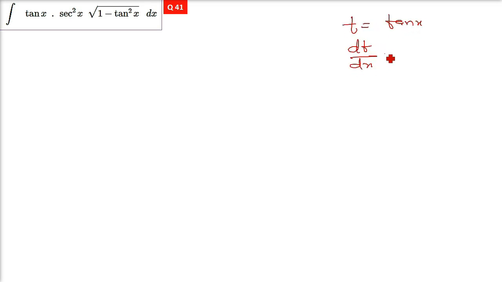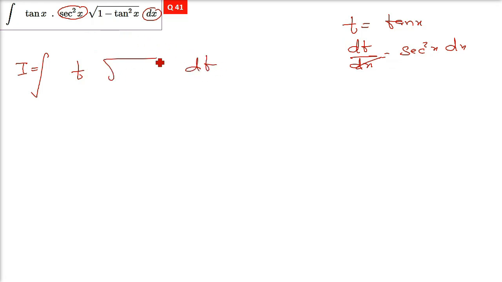dt by dx will be sec square x. This dx will go on the right hand side, so this sec square x dx we already got. tan x was t, so this integration will become t dt divided by root of 1 minus t square, since sec square x dx is already dt and root of 1 minus tan square x will be root of 1 minus t square. So again, solving this will take some effort. But you know, the differentiation of t square will be 2t. So we'll take t square as some y or some k or some p.